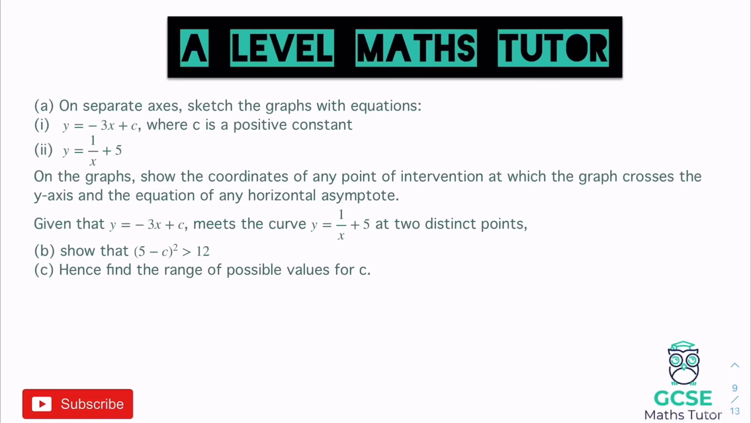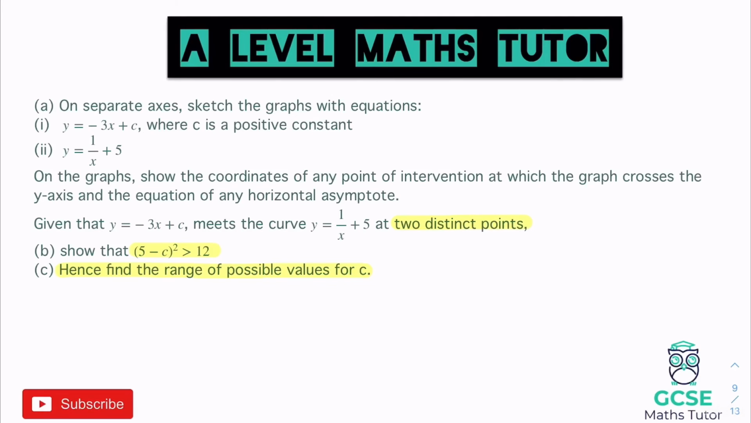topics getting involved here. And again, I'm just going to highlight this word here, 2 distinct points. That is indicating to us that we're probably going to have to look at the discriminant. Then we have down here finding the range of possible values for this inequality. So we've also got some quadratic inequalities in here as well. So we've got quite a lot of topics coming into this.